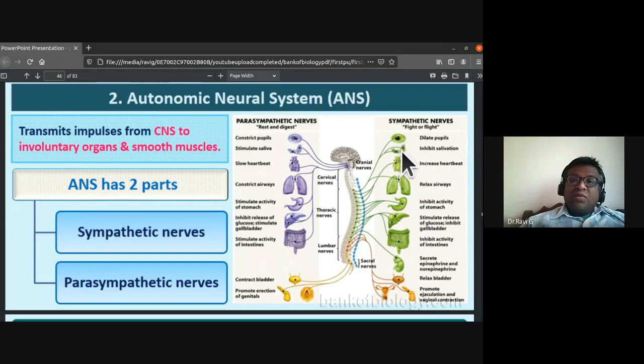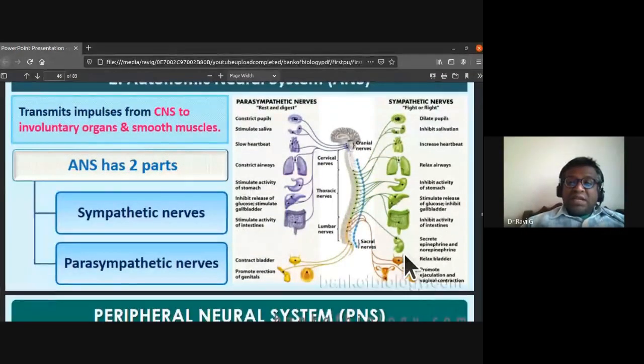They dilate the pupils, inhibit salivation, increase the heartbeat, relax the airways, inhibit activity of the stomach, stimulate the release of glucose, inhibit the gallbladder and the activity of enzymes, secrete epinephrine and norepinephrine, relax the bladder, and promote ejaculation and vaginal contraction.